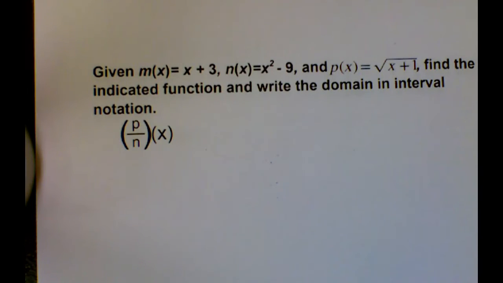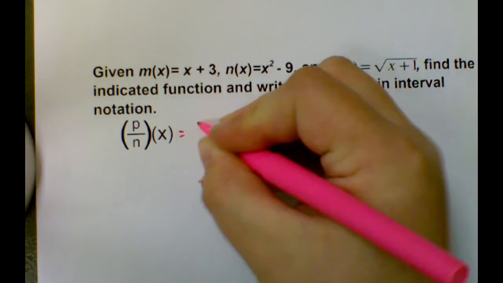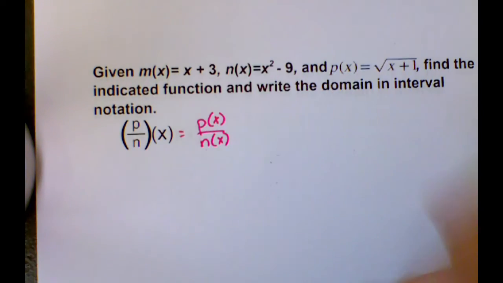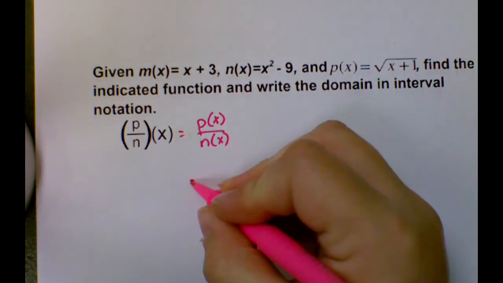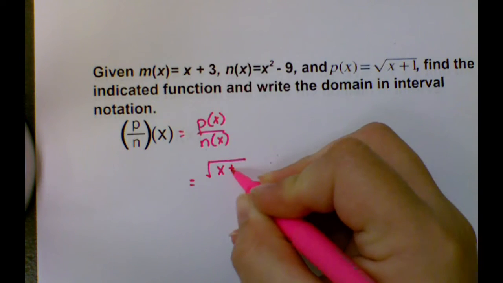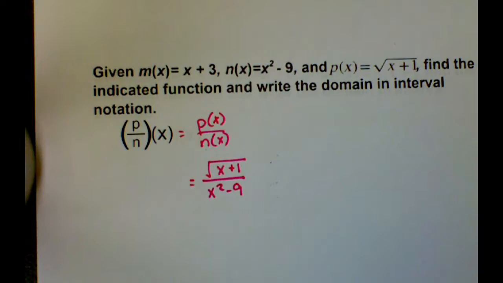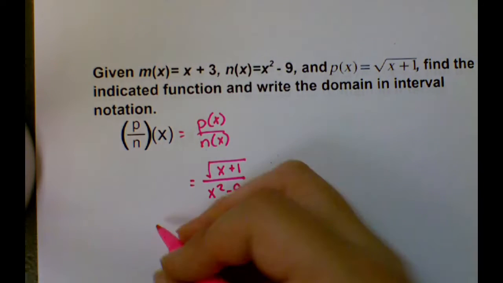And now p divided by n of x. To simplify this, we're going to take p of x over n of x. Well, p of x is the square root of x plus 1. N of x is x squared minus 9. We can't simplify that at all, so we just go straight into our domain.